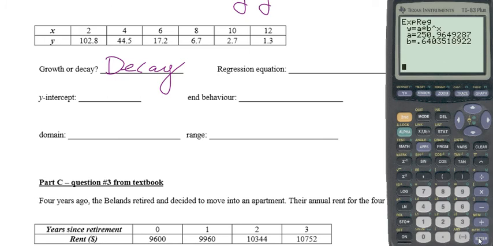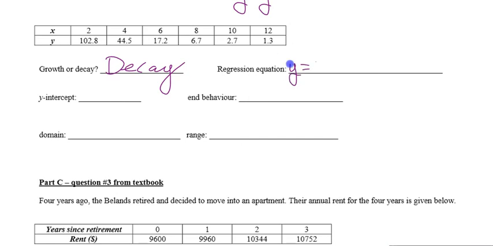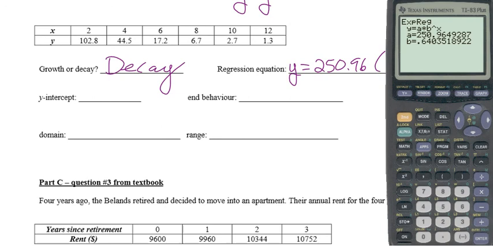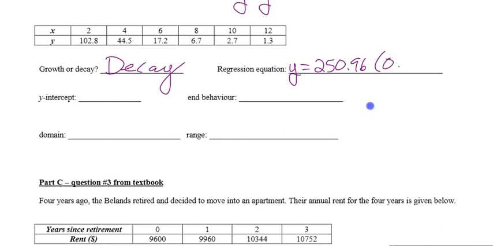So 250.96 times 0.64 to the x. Y-intercept, 250.96. End behavior, 2 to 1. Every exponential function is 2 to 1.